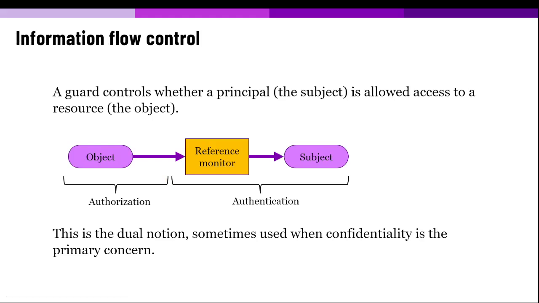Information flow control spins this around. We're still talking about a guard, we're still talking about subjects and objects, but now we're starting from the object. So the idea here is that an object, in information flow control, we're carrying a lot more within the object, so you might even think of this as information. We take that information and we ask whether or not this information can be known to this subject.